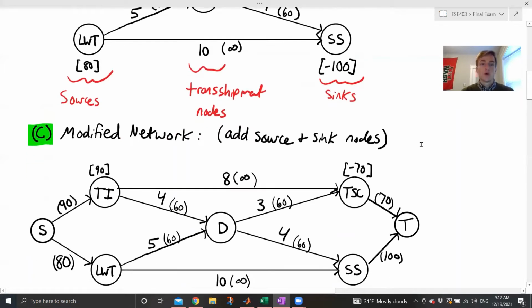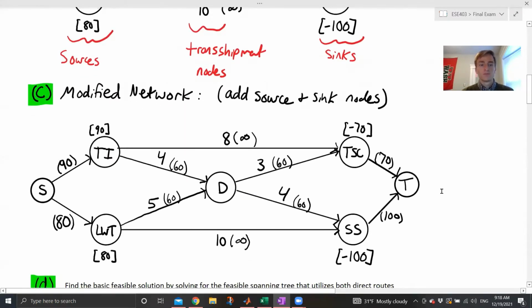Part C asks us to modify the network so we can solve it like a minimum cost flow problem. This is not a technical modification. It's more for holistic simplification so that we have one source node and one sink node. So I added source node S and sink node T just to show that there's one point that we're going from, and one point that we're going to. Ultimately, the problem is solved the same way, but we add that in there to make it an official minimum cost flow problem.